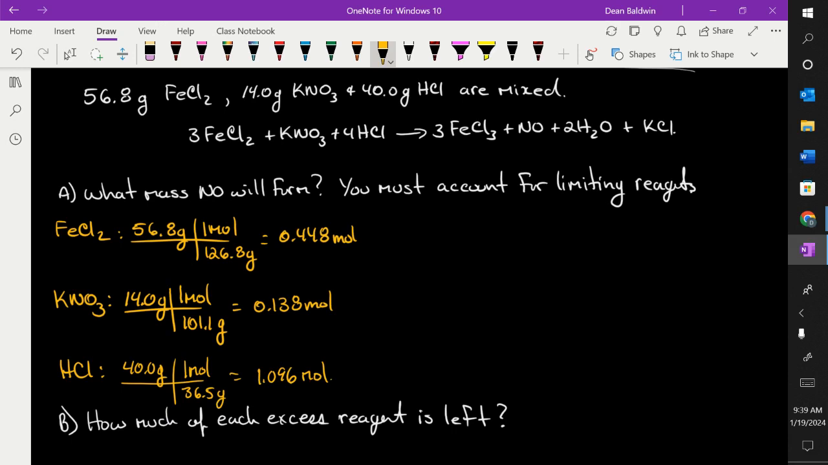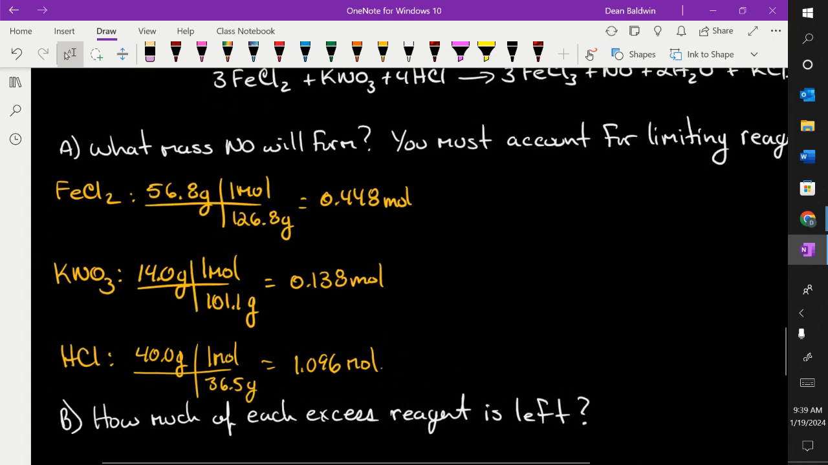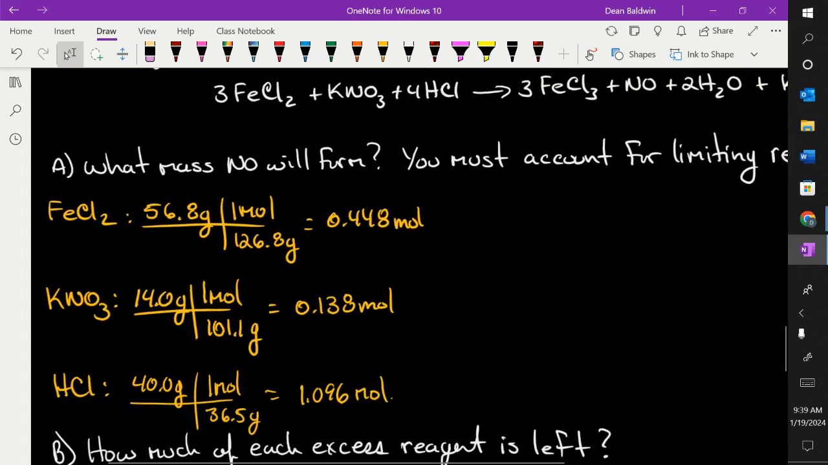Okay. So now we have the moles of each one. What do you do then? You got to do something first. How do you figure out the limiting? It's not the one with the least number of moles. Well, it might be, but you don't know right away. That's for percent composition. We did that yesterday. It's a slightly different question.